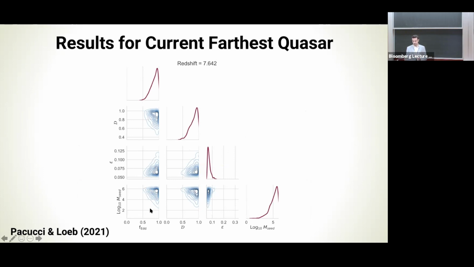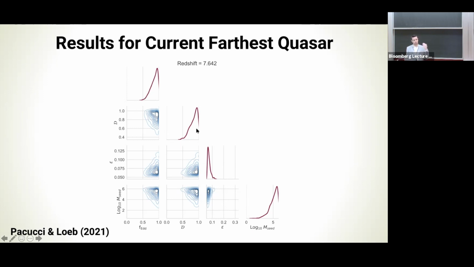This is a corner plot. It shows the dual distribution of parameters, and on the diagonal you can see the marginalized distributions. As you can see, at redshift 7.6 this is not very helpful to constrain most of the parameters. You can see that high black hole masses are favored, but lower black hole masses are still possible, as are intermediate values of the Eddington ratio and duty cycle itself.